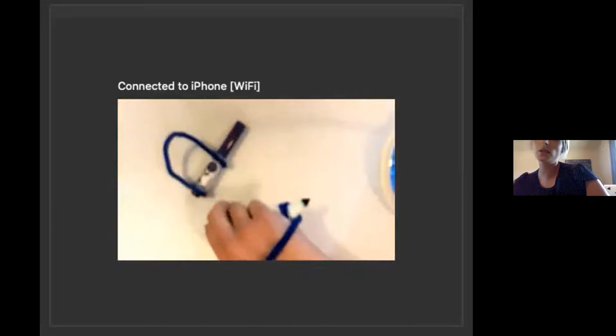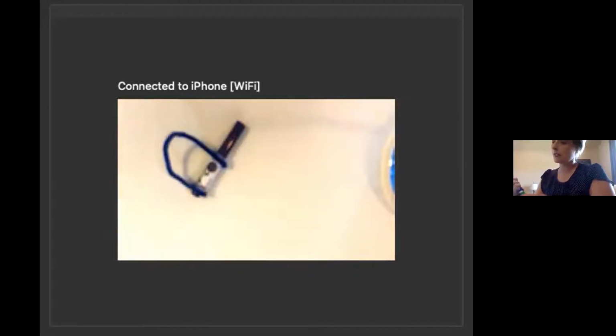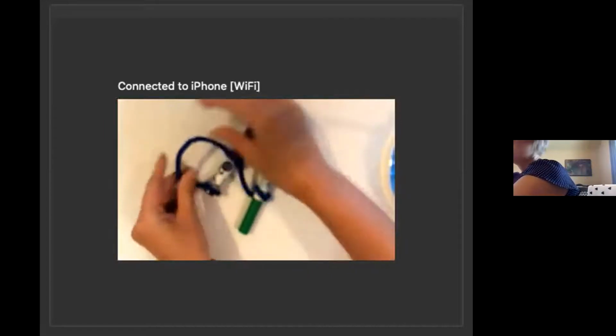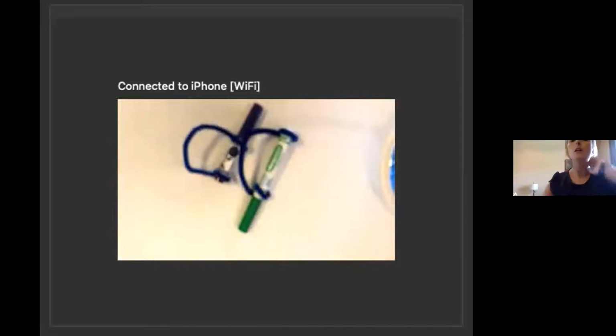Really easy. You could also use a zip tie like that too. You just obviously can't tighten it as tight or they'll be trapped. You don't want that. No constraints.